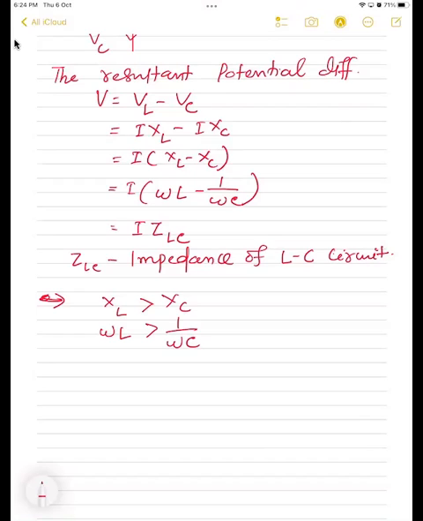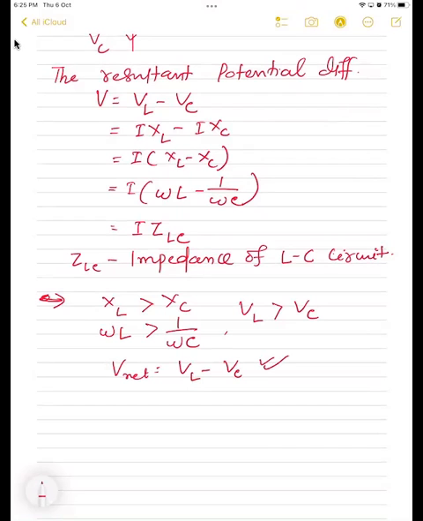If XL is greater, then VL will also be greater, because V is equal to I XL, right? If XL is greater than XC, then we can conclude VL is greater than VC. Correct? The net potential difference, V net, is equal to VL minus VC. Is that clear?